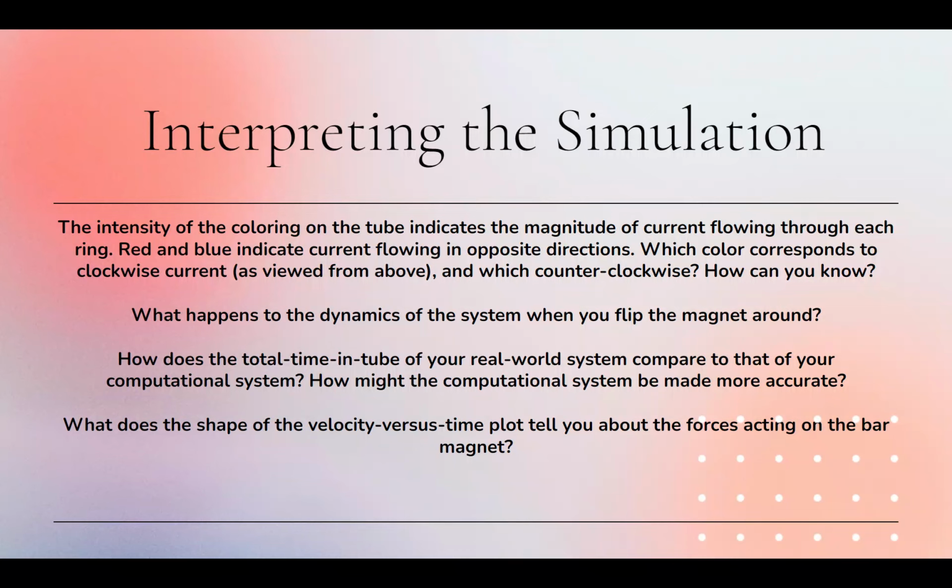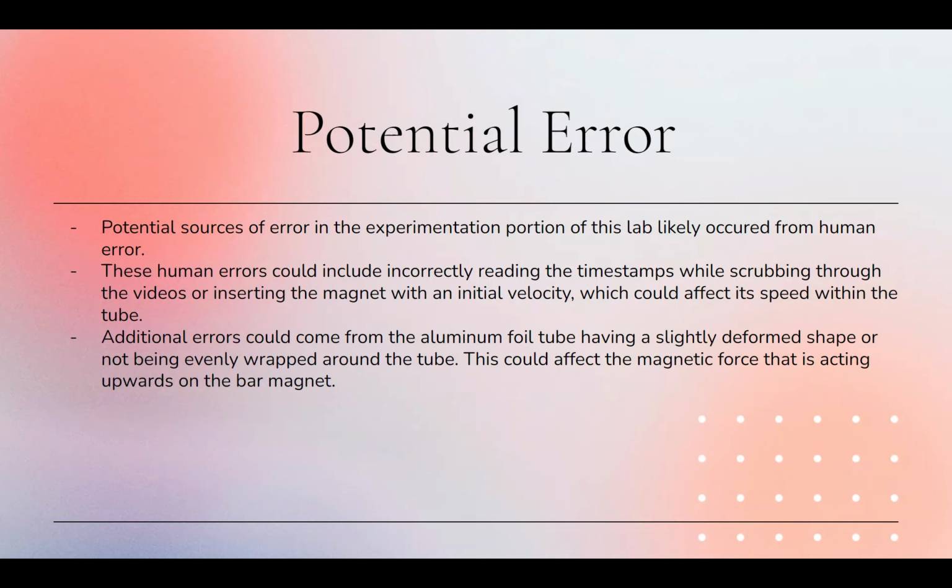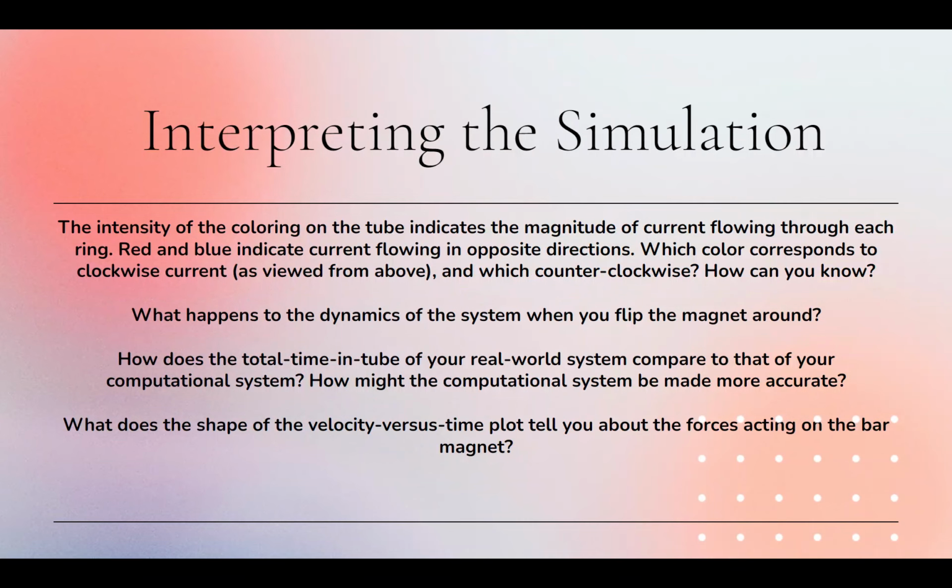If the magnet is flipped, the magnitude of the induced current will be the same, but the blue and red currents will now flow in opposite directions. The real-world system gave a much slower time than the computational model. The computational model could be made more accurate by accounting for air drag or friction forces that may be experienced on the inside of the tube. These two forces would lower the velocity of the bar magnet, increasing the time required to fall through the aluminum tube. The shape of the velocity versus time plot tells us if the acceleration of the bar magnet remains constant or changes as it moves throughout the tube.